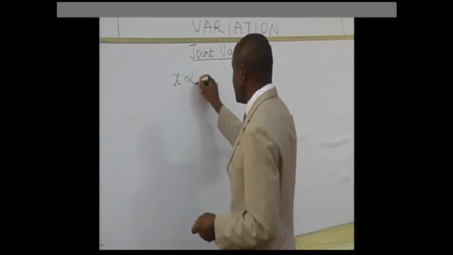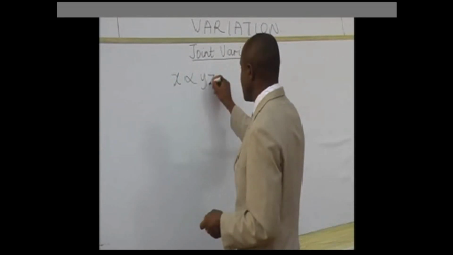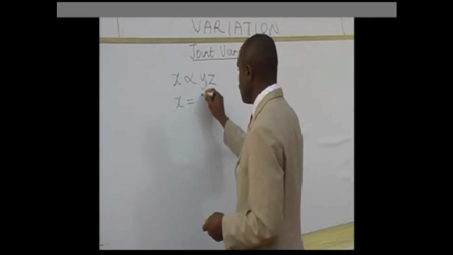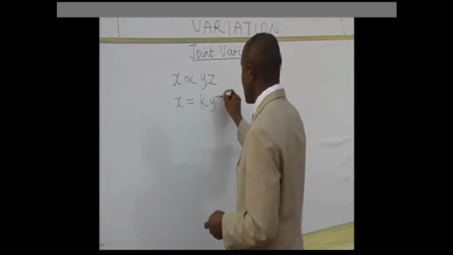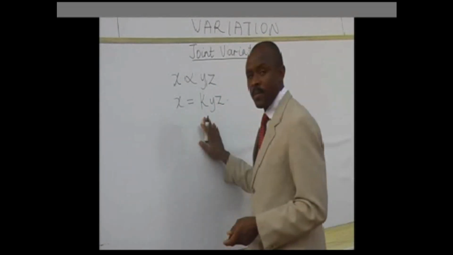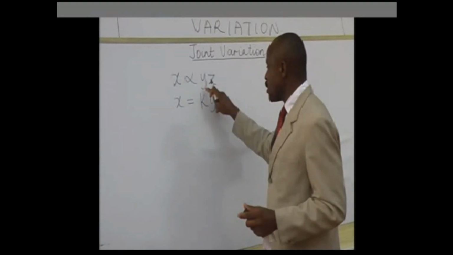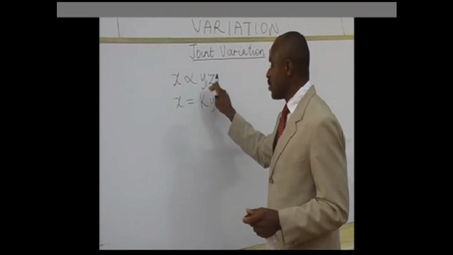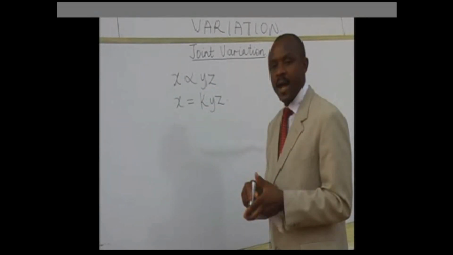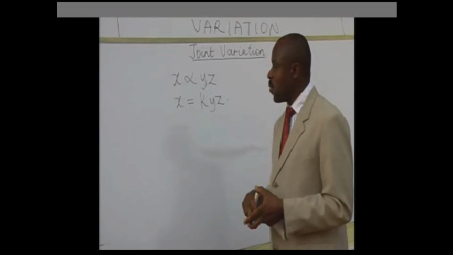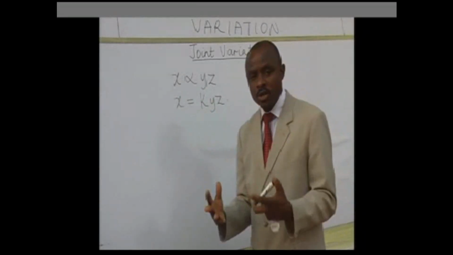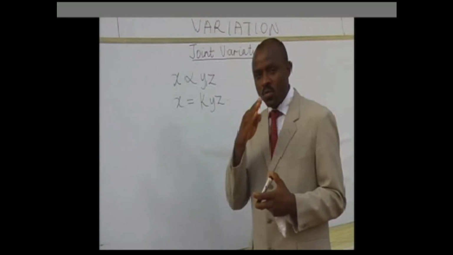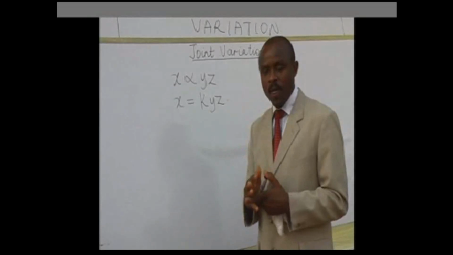x is directly proportional to y, z, where if you change the sign of variation to equation, you introduce a constant that will now make your equation to be in this form. It is joint because you are joining two values or two items together. So after this now we are going to go into solving problems on joint variation, and as we do, you're going to be equipped with all you need to know on joint variation.